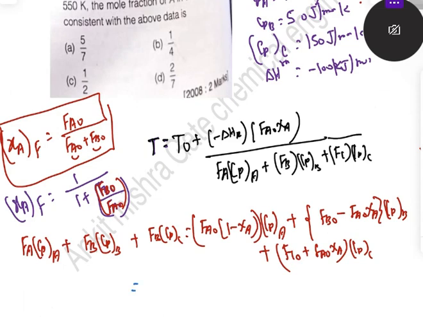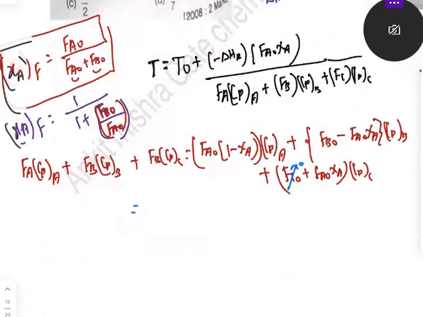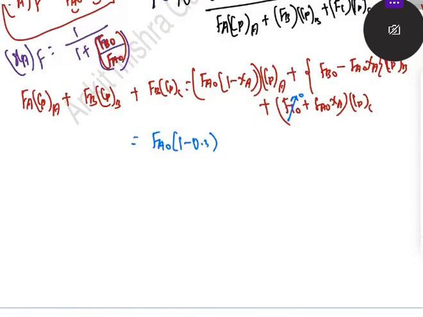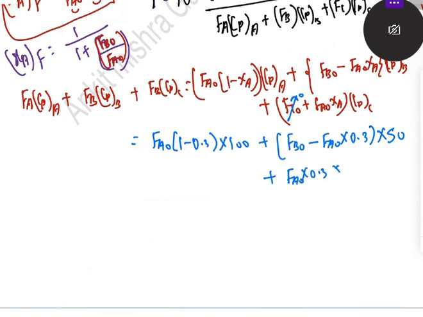So if I take these things common, FA naught, FB naught, FC naught: FC naught is 0, and FB naught is not 0 because we are supposed to calculate FB naught in this problem. FA naught is there, so I'll keep it in FA naught form. 1 minus XA, the conversion is 30%, so 1 minus 0.3, and CP of A is 100, plus FB naught, which is not given, so I'll keep it in terms of FB naught, minus FA naught, which is also not given, FA naught into XA, that is 0.3, multiplied with 50, plus FA naught, and XA is 0.3, multiplied with CP of C, which is 150. So all of these things are there now.